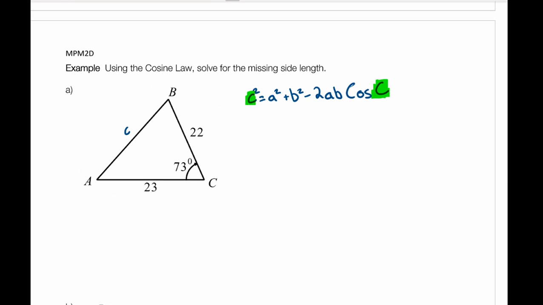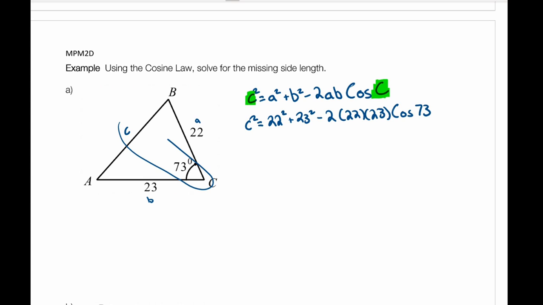So once I've picked my formula or written it out, I'm going to fill it in with my given information. So side a is 22, so 22 squared, plus side b, which is 23, so 23 squared, minus 2 times 22 times 23. Realistically, you can switch up the a and the b. It doesn't really matter because the order is not going to affect anything. And then we have cosine 73, which is the angle opposite, or the corresponding angle, of the side we're looking for. We can see those two right there.